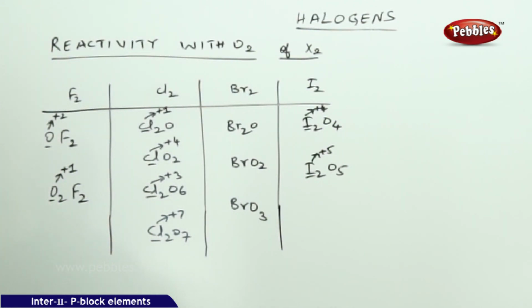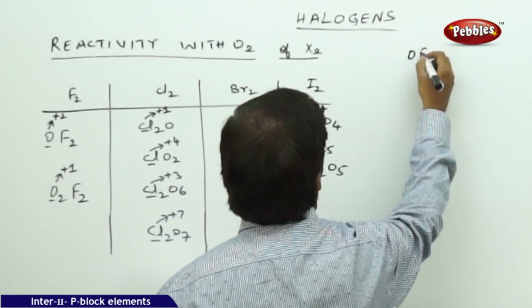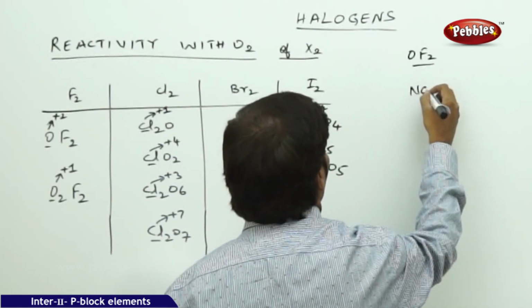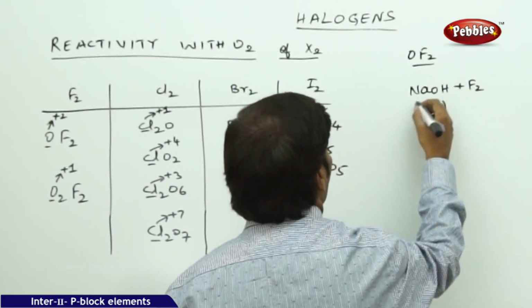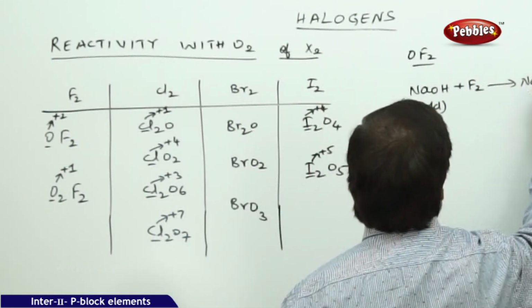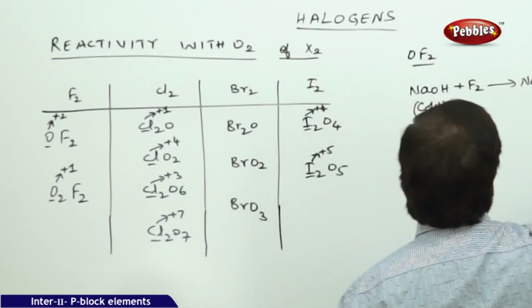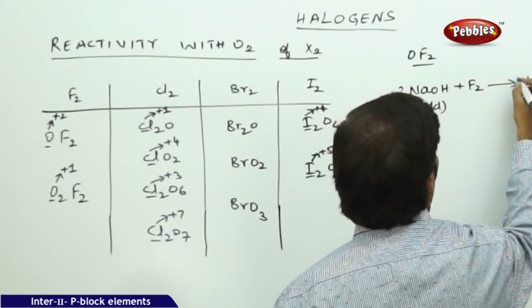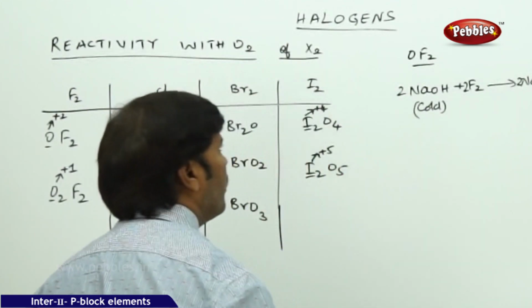For example, all are good oxidizing agents. If you take fluorine, for example, if you take OF2 preparation, sodium hydroxide plus fluorine in the cold condition, yes, it is going to give sodium fluoride plus OF2 plus H2O. So to balance the equation, take 2 over here, take 2 over here, and take 2 over here. Oxygen difluoride has been formed.